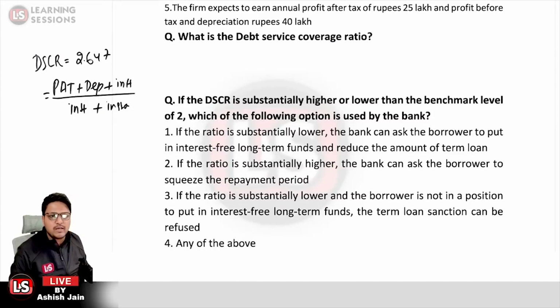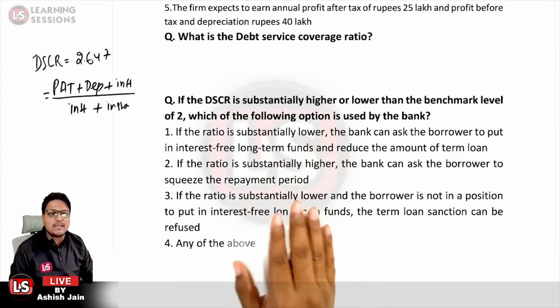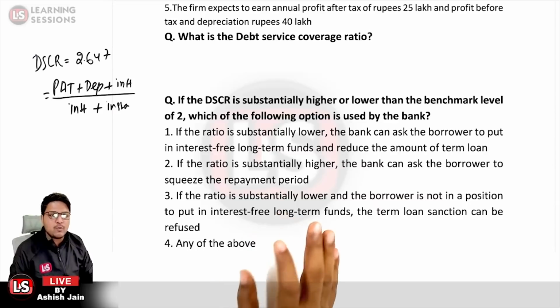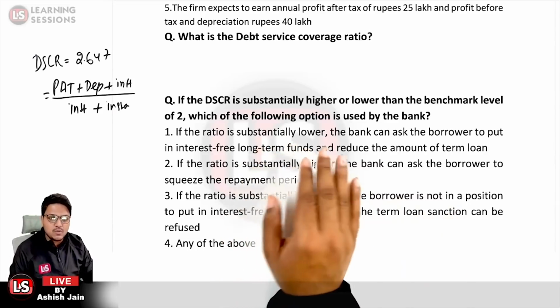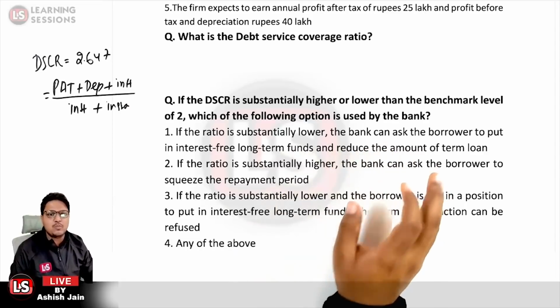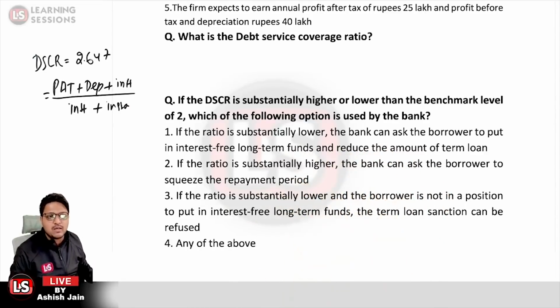Question number 2 over here. It says, if the DSCR is substantially higher or lower than the benchmark level of 2, which of the following options is used by the bank? So it says that if the ratio is substantially lower, the bank can ask the borrower to put in interest-free long-term funds and reduce the amount of the term loan in that particular case.